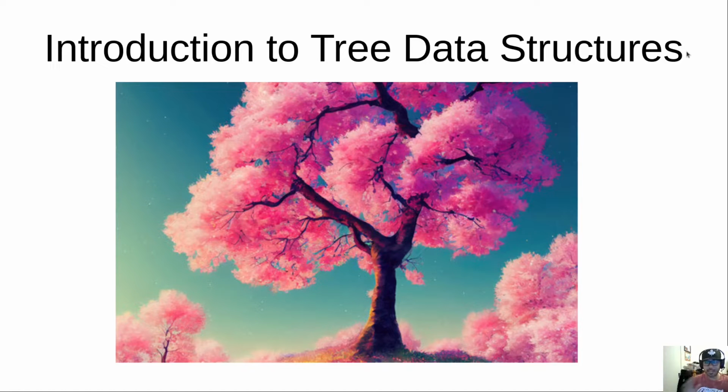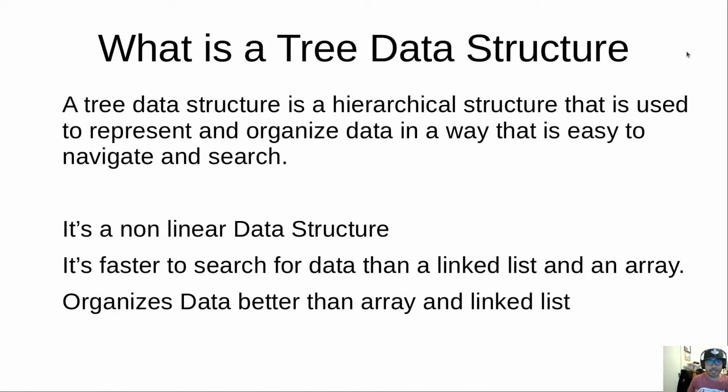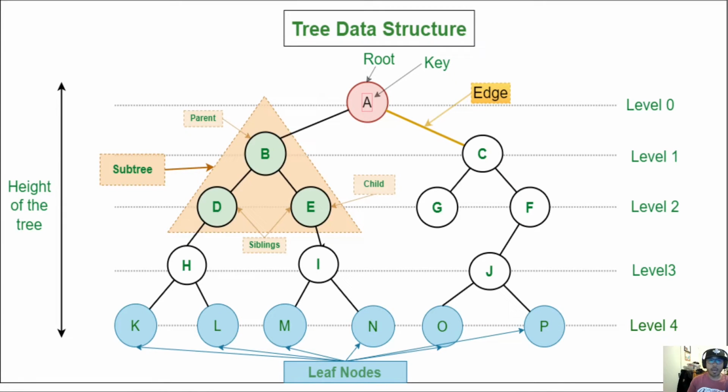Quick introduction to tree data structures. So what is a tree data structure? A tree data structure is a hierarchical structure that's used to represent and organize data in a way that's easy to navigate and search. It's a non-linear data structure. It's faster to search for data than a linked list and an array, and it organizes data better than a linked list and array. All right, so here's a diagram for the tree data structure.